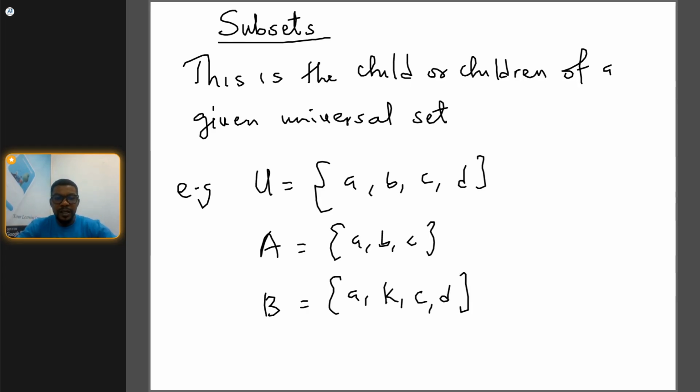Now, universal set, we've talked about the universal set, and we said another name for universal set is what? Response in the chat box. Another name for universal set is also called what?